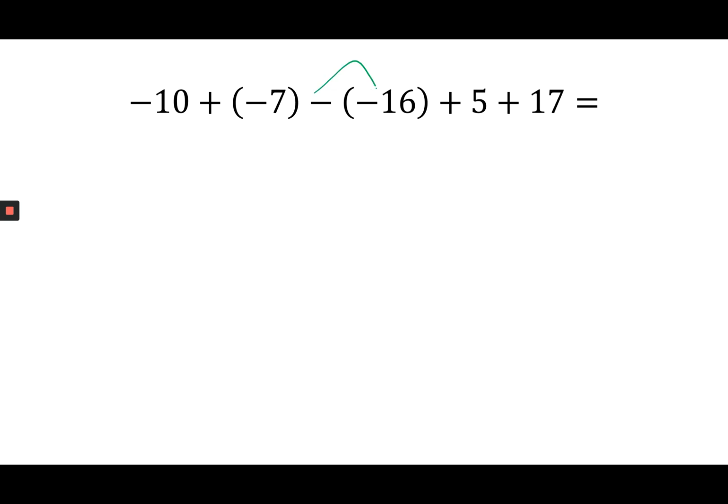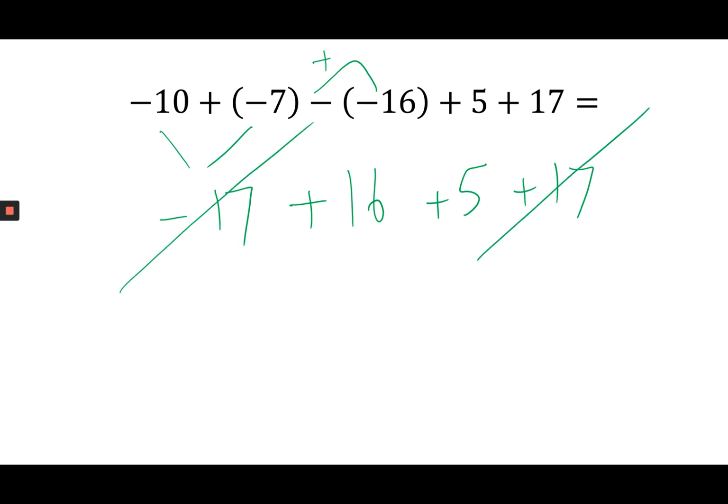I see a sign problem here. Negative, negative is going to be positive, right? Negative 10 plus negative 7 is negative 17. Plus 16, plus 5, plus 17. I saw something beautiful. Negative 17 plus 17 is going to make a 0. 16 plus 5 is 21.